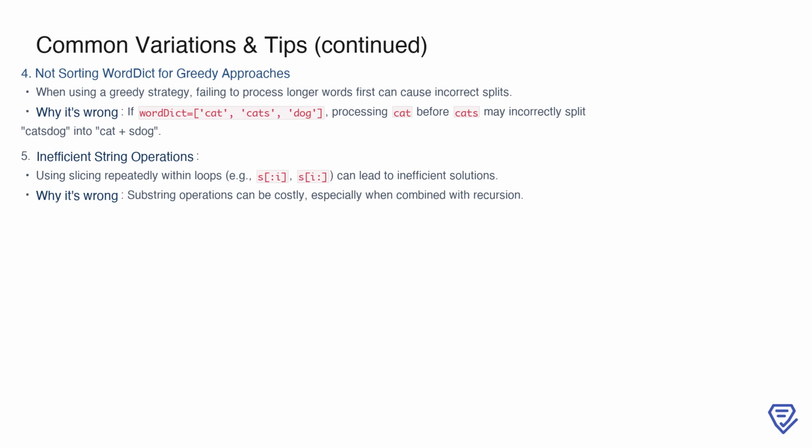Inefficient string operations are another source of trouble. Repeatedly slicing strings, such as using s[i:] or s[:i] inside loops, can drastically slow down your solution. Substring operations are computationally expensive, and when combined with recursion, they can make the algorithm impractical for larger inputs. Optimizing these operations is key to improving performance.